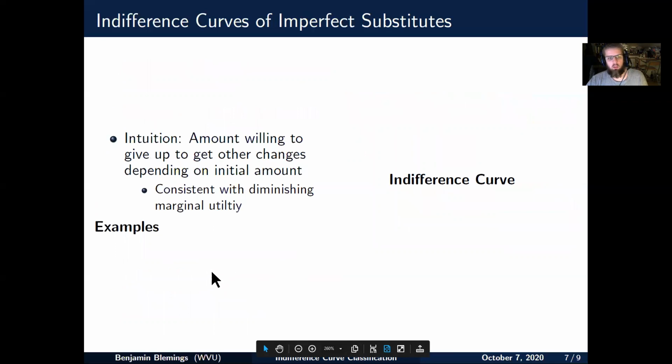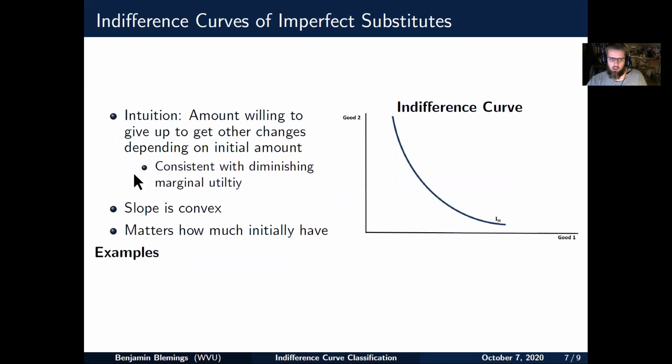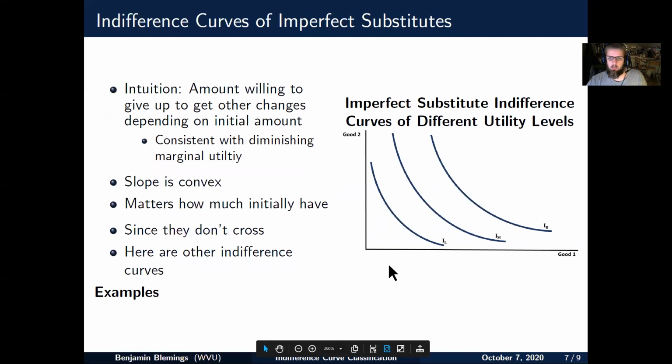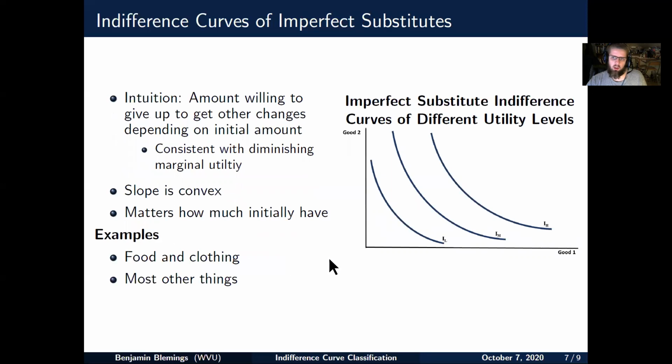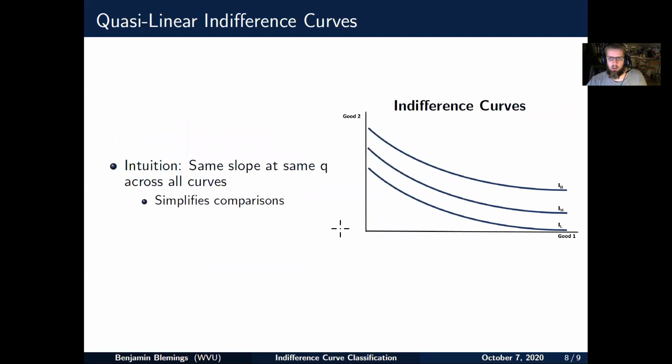And then imperfect substitutes, this is the one we see the most. The amount you have to give up to get the other to stay on the same utility, or the same satisfaction or same happiness, depends on the initial amount you have, and is consistent with diminishing marginal utility that I talked about earlier. The shape is convex, and it matters how much you initially have. Since they don't cross, you can plot out all the other indifference curves here. And food and clothing are examples of imperfect substitutes, along with most other things in this class, and just other places too.